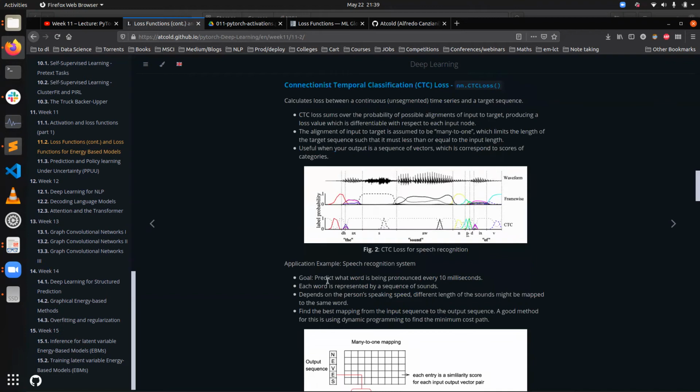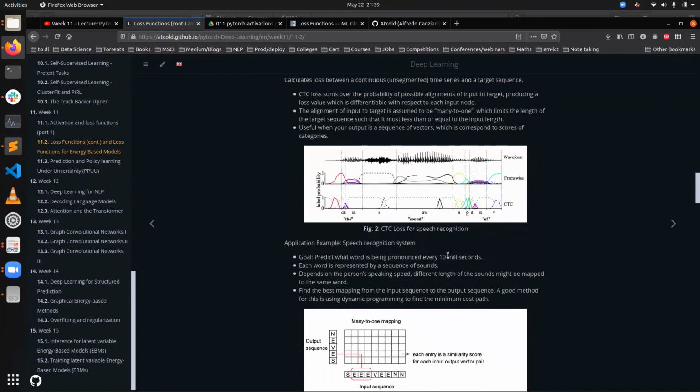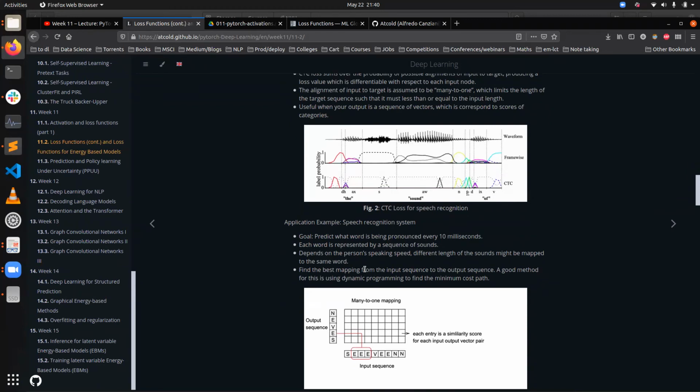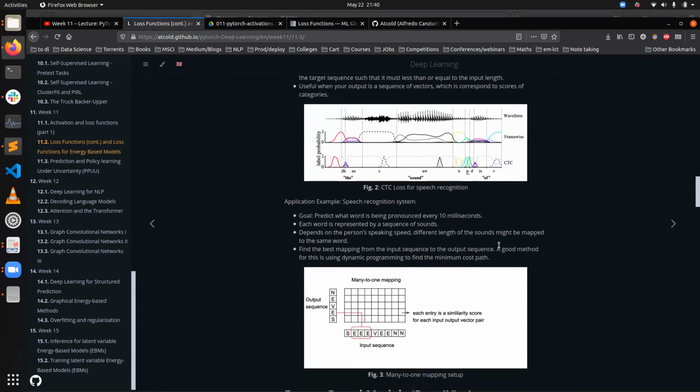Okay, I'll just read this as well. Predict what is being pronounced every 10 milliseconds. So this is the interval I was talking about. Each word is represented by a sequence of sounds, which I think they are the phonemes maybe. Depends on person speaking speed. Different length of the sound might be mapped to the same word. Yep. Find the best mapping from the input sequence to the output sequence. A good method for this is using dynamic programming to find the minimum cost path.